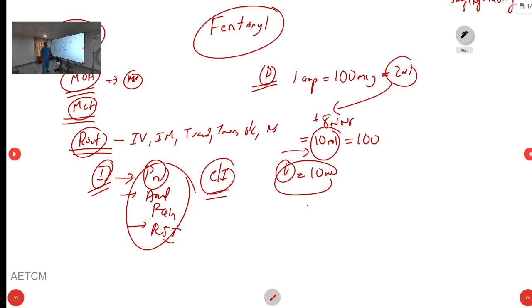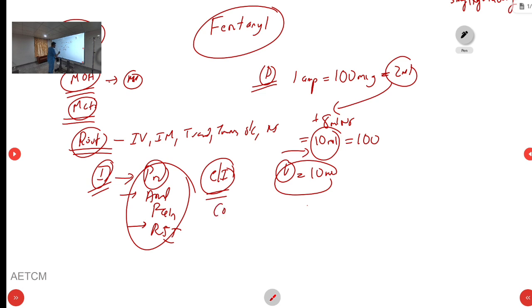Now we come to the contraindications of fentanyl. Coming to the contraindications of fentanyl, hypersensitivity to the drug, bronchial asthma, paralytic ileus, any GI obstruction and surgical abdomen like appendicitis, pancreatitis, etc. Those are relative contraindications. So, the contraindications include mainly hypersensitivity to the drug, respiratory depression, bronchial asthma, paralytic ileus, GI obstruction and surgical abdomen like appendicitis and pancreatitis.